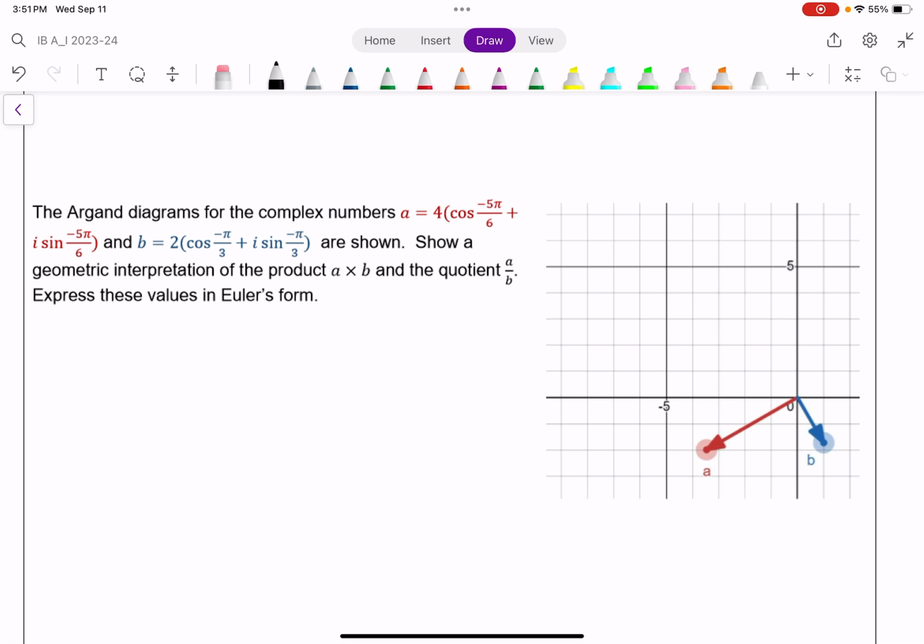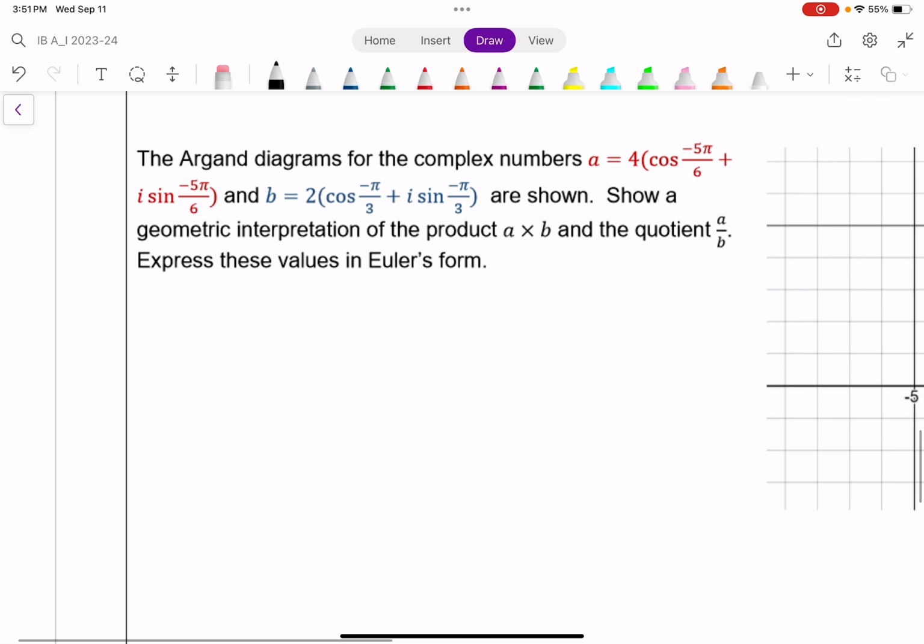So maybe let's first just do the numeric approach for A times B. If I look at A times B, in this case, I'm going to write it in Euler form. So A in Euler form is 4e to the negative 5 pi over 6i times B, which is 2e to the negative pi over 3i. All right, and so like we've seen before, I can just multiply 4 times 2 to get 8.